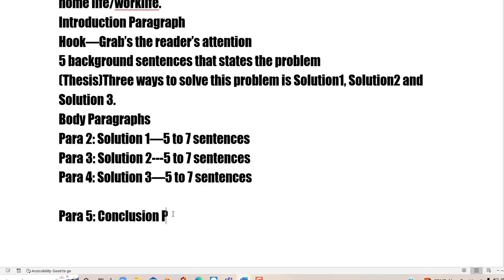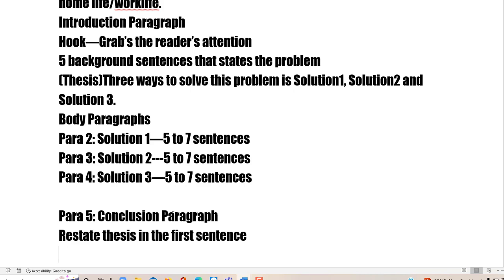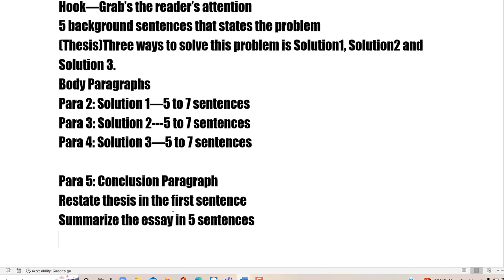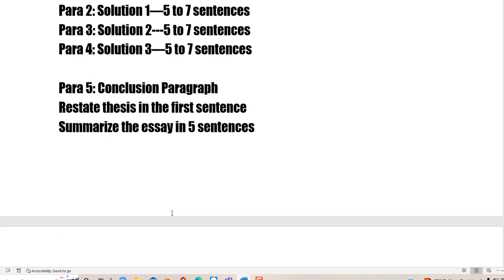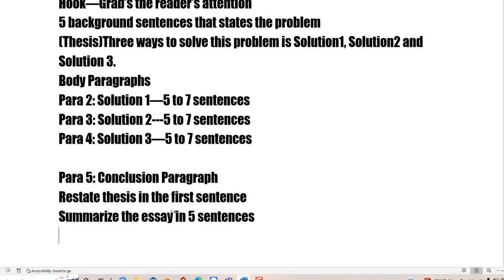In your conclusion paragraph, you're going to restate the thesis in the first sentence. Then you're going to summarize the essay in 5 sentences. So that's pretty much how you're going to write your essay 1, illustrative essay. Let's give an example of how this would work.